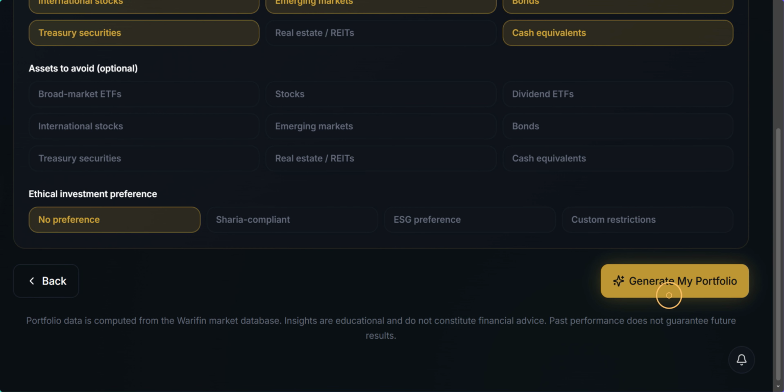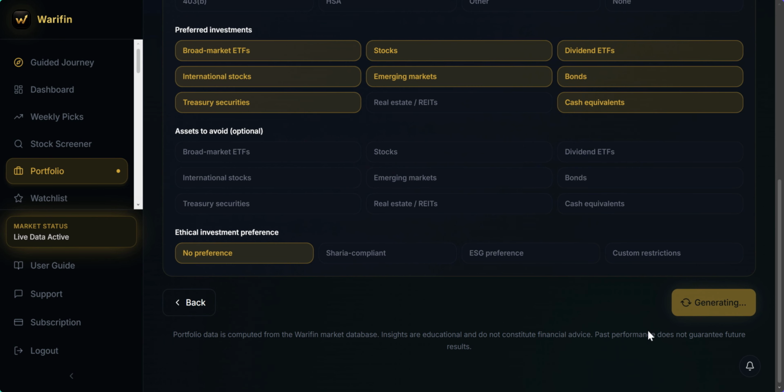With all preferences locked in, clicking Generate My Portfolio processes your custom roadmap. Warifin now presents your recommended asset allocation, projected returns, and expected volatility.